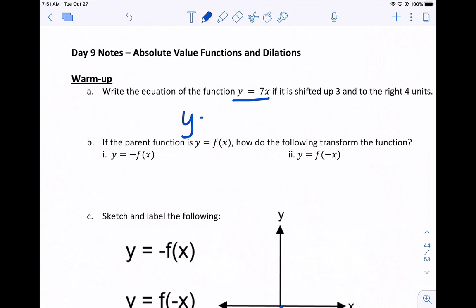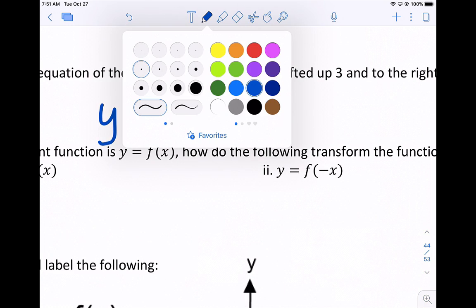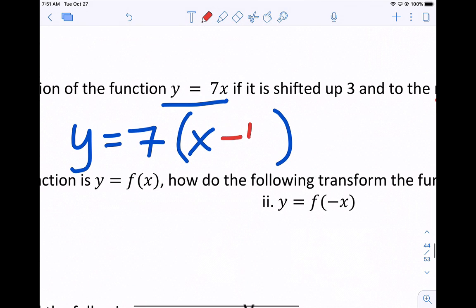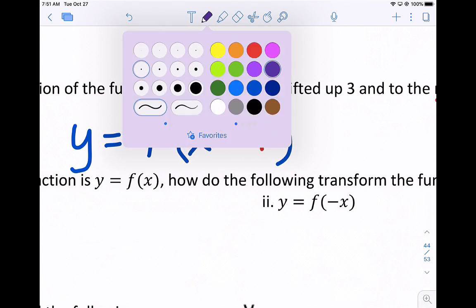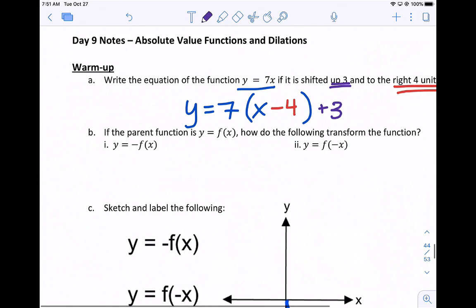So we're going to write y equals 7, and then since there's a left or right shift, we'll write parentheses. The only thing that goes inside the parentheses is the x and the left or right shift. So here it's right 4, and right is opposite of what we think, so right will be minus 4. And then the function shifts up 3 units. Up is outside the parentheses, and it's what we think, so plus 3. So there's the equation of the shifted function.